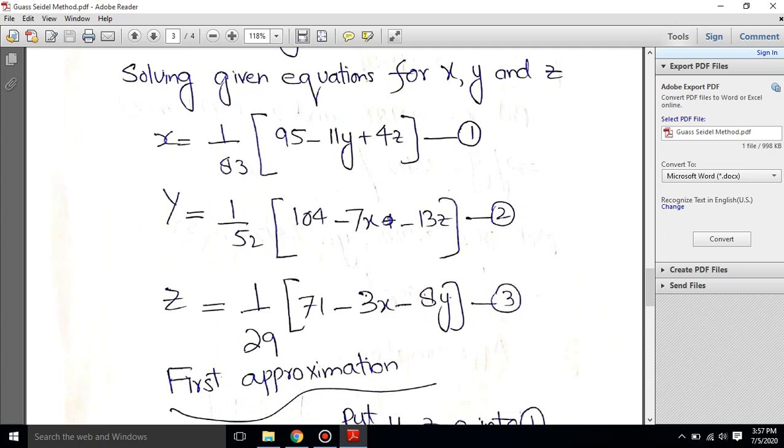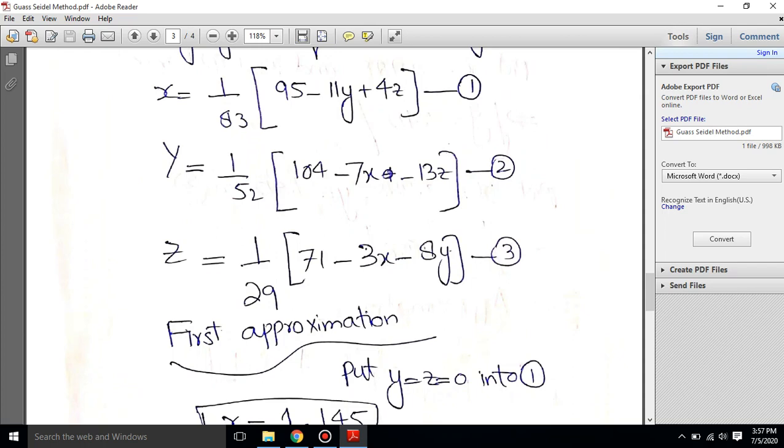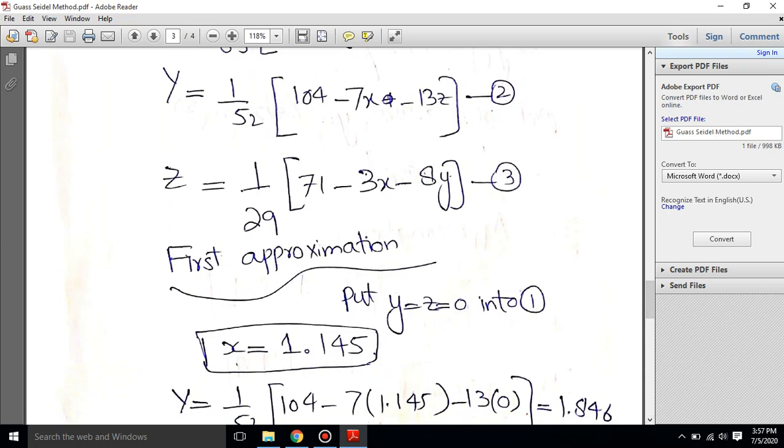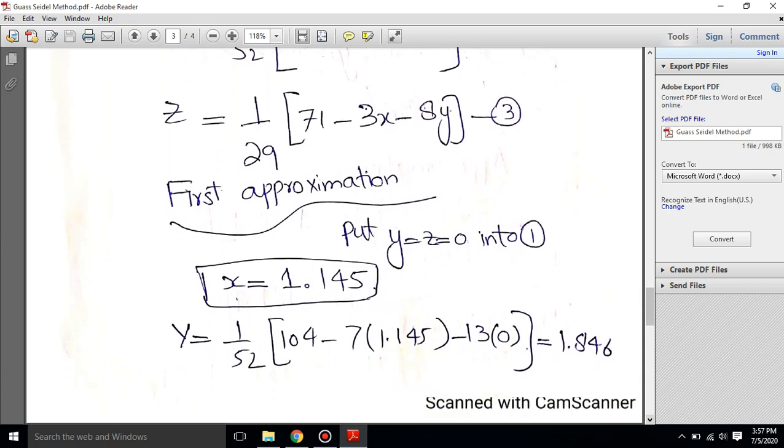Now for our first approximation, we put y and z equal to 0 in equation 1. We get the value of x1, which will be equal to 1.145. Sorry, I have written it directly, but whenever you compute it, it will be equal to 1.145. Now that we have x1, we put the x1 value in equation 2 and put z is equal to 0, and we get the value of y.